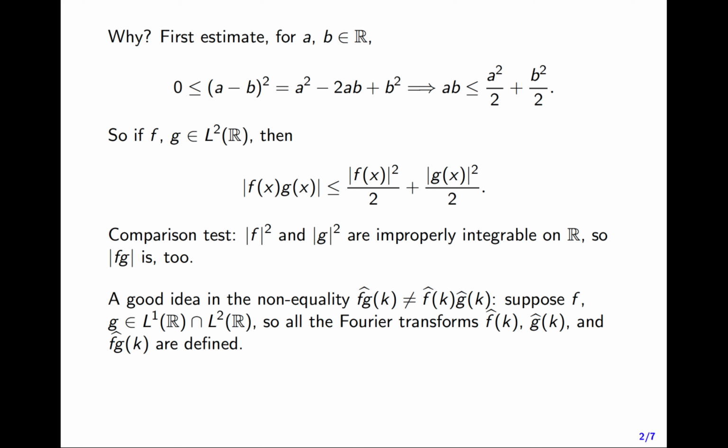So let's start with functions f and g that are in both L1 and L2. So what does this give us? We have three Fourier transforms defined now. F hat and g hat are defined because f and g are in L1, and fg hat is defined because f and g are in L2, so the product f times g is in L1. And we're going to figure out what we can say about the product f hat of k times g hat of k. And eventually this is going to turn into something about the Fourier transform of the product fg.